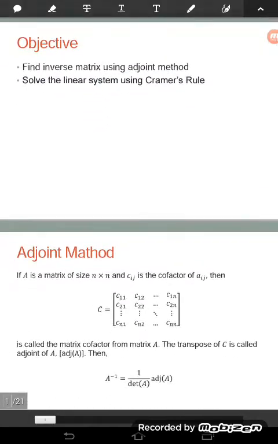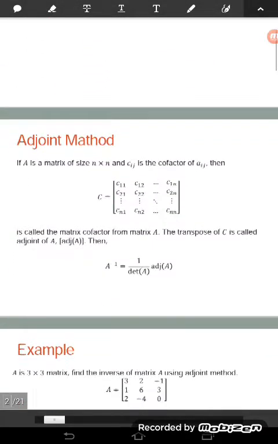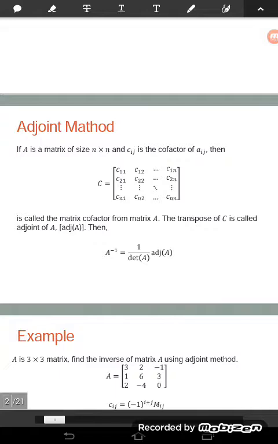Okay, so the adjoint method. So what is the adjoint method? The adjoint method is the method to find the inverse matrix. Okay, so cara untuk cari inverse matrix. So how to find the inverse matrix?